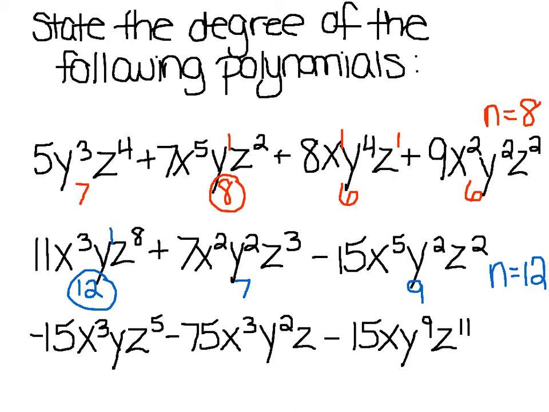Finally, looking at this last one, we have a degree of 1 there, so we have 9. Then we have 3 plus 2 plus 1, which is 6. And then we have 1 plus 9, which is 10. 10 plus 11, which is 21. We want the highest degree, that's 21, so the degree of the third polynomial is 21.